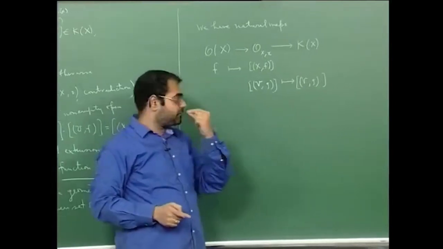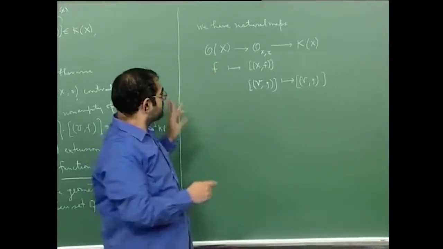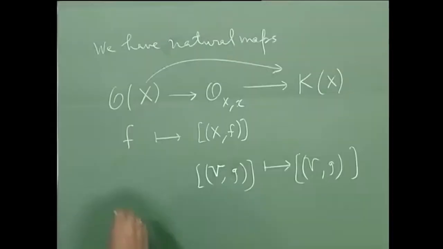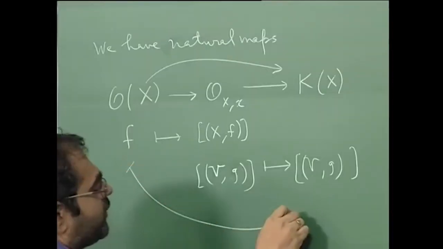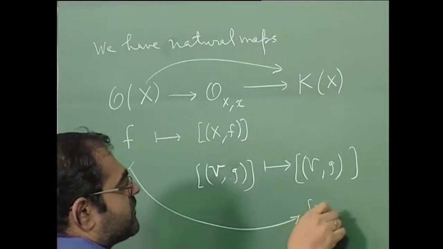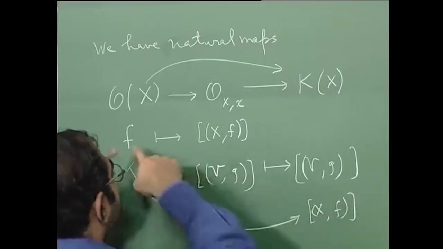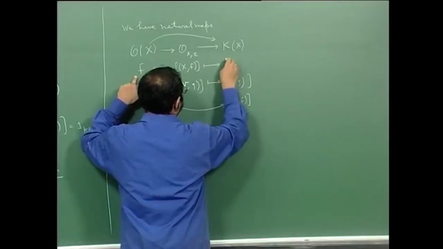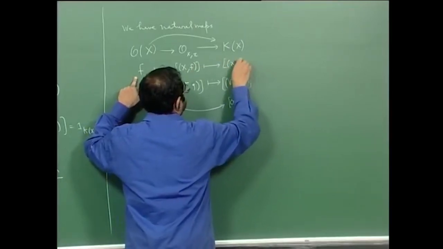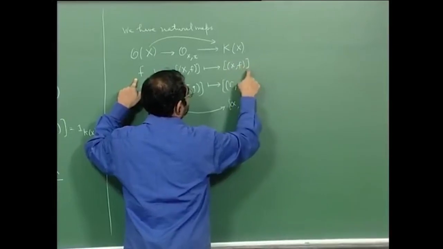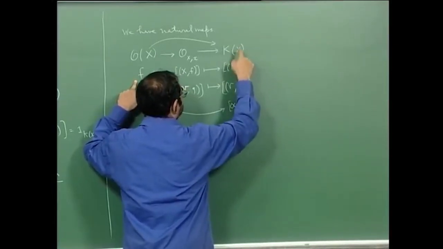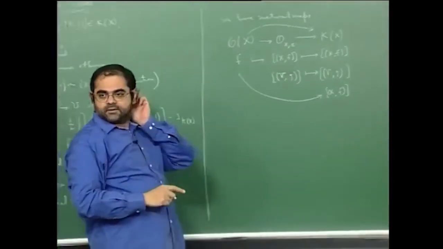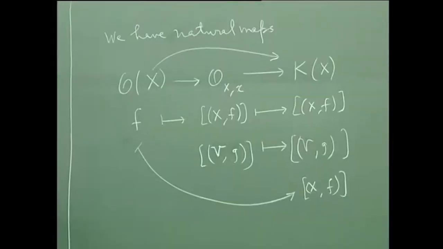Now, there is also a map which goes like this directly, and that is simply going all the way to (x, f), which is just the composition of these two maps. This will also go to (x, f), where again this square bracket is the equivalence class here, and this square bracket is the equivalence class here. So I have maps like this.